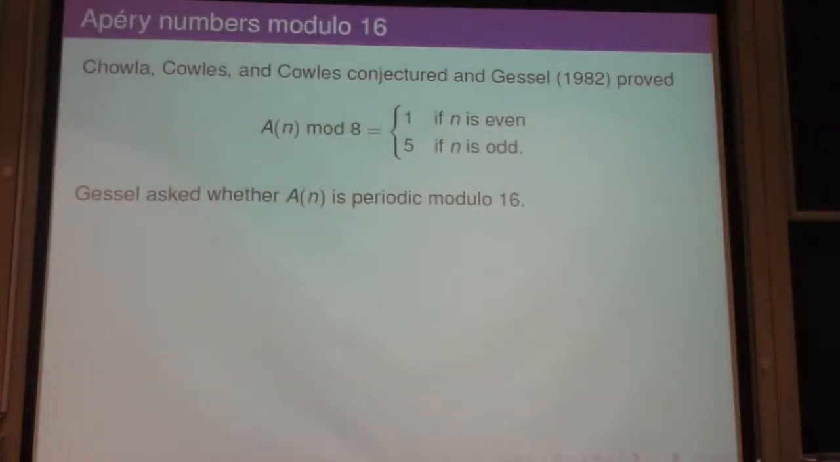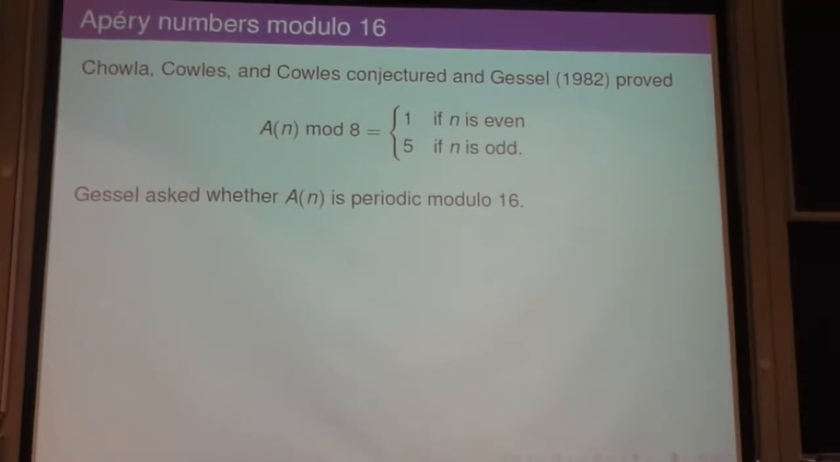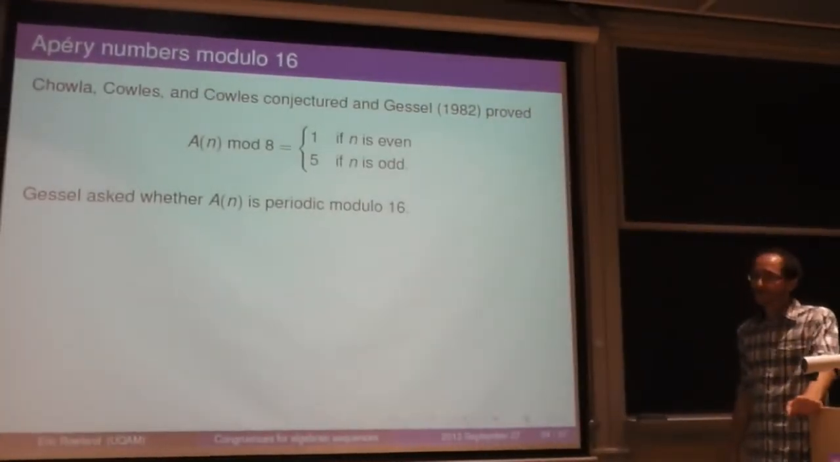So Chawla and collaborators conjectured that An mod 8 is periodic, and this was proved by Gesell a few years after that. So An mod 8 is just 1 if n is even, and 5 if n is odd, so it just alternates between 1 and 5. And then Gesell asked whether modulo 16 is periodic or not.